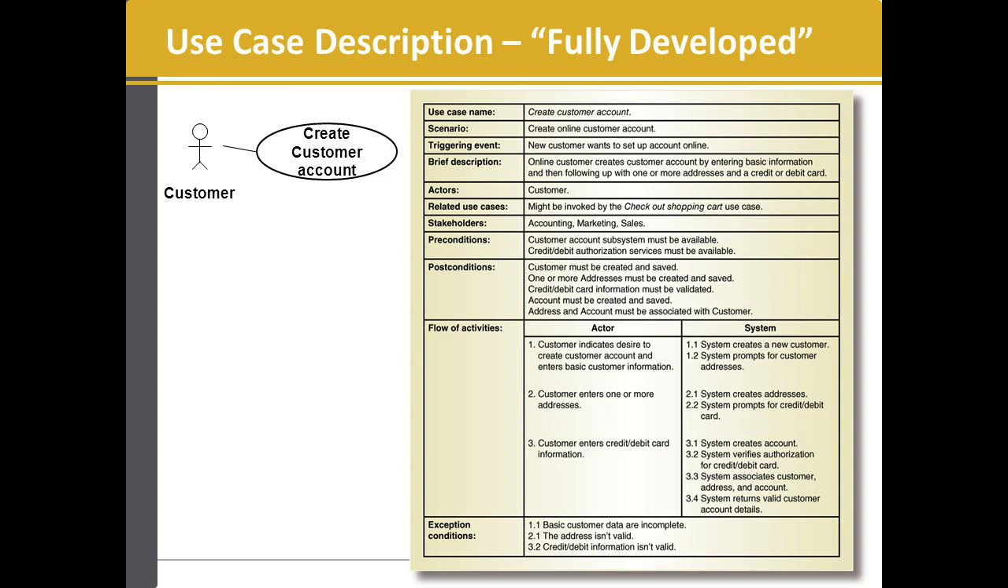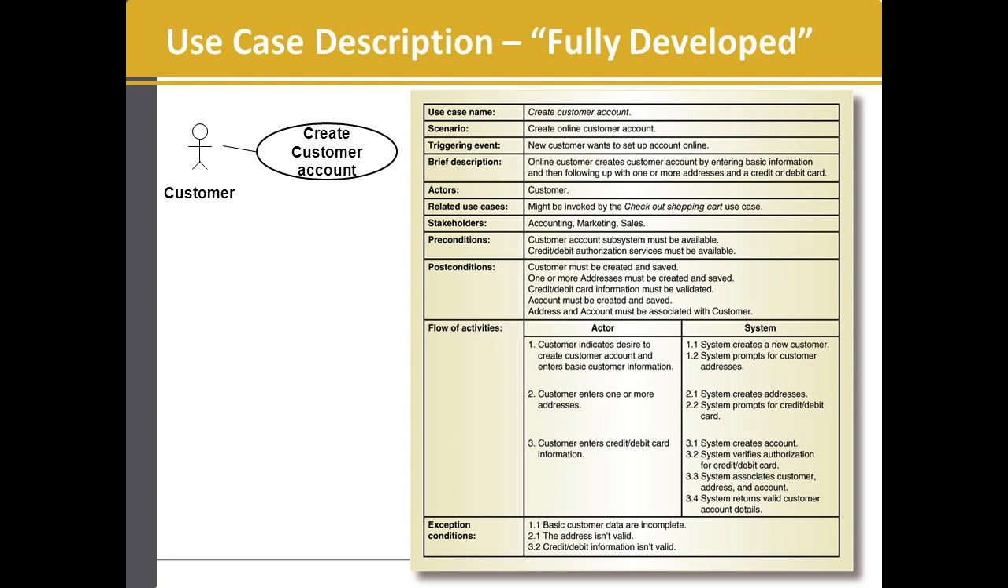Then we have the actors, which is one or more users from the use case diagram. In this case, our actor is the customer. Then we have the related use cases or the includes, which is in the activity diagram. A related use case is when one use case invokes or includes another use case. Then we have the stakeholders. Stakeholders are anyone with an interest in the use case. In our case, we have the accounting team, marketing team, and sales team.